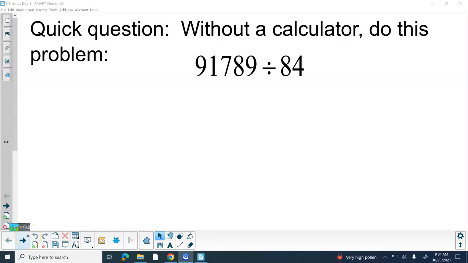So without a calculator, if you can't use a calculator, how are you going to divide it? Old school long division. Let's do this.